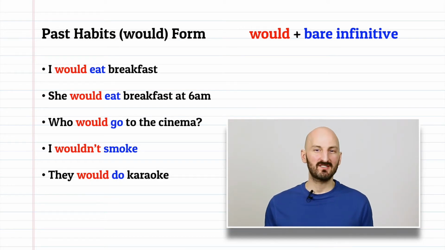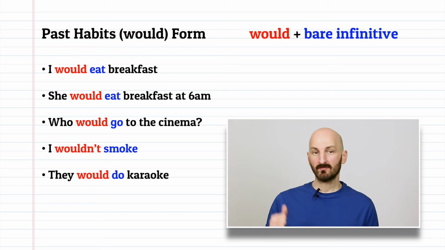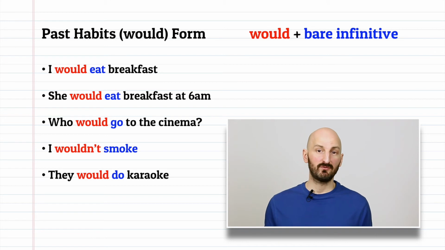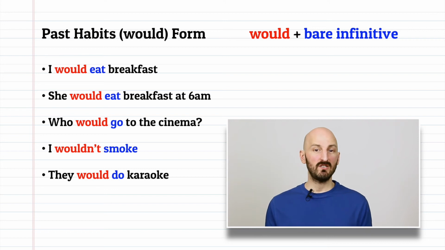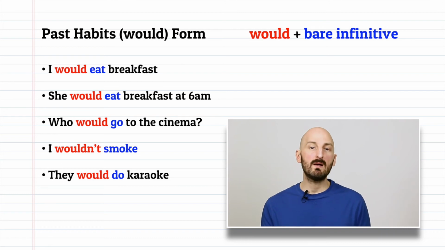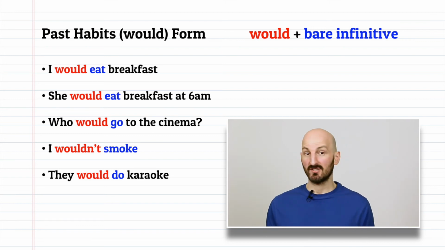In addition, when talking about past habits and repeated past actions, but not states, we can use would plus the bare infinitive. Again, the good news is the form stays the same for every subject. So in the sentence, I would eat breakfast, I is the subject, would shows the past habit, eat is the bare infinitive form of to eat, and breakfast is the object. Some other examples are, he would eat breakfast at 6 a.m, you would eat breakfast at 6 a.m, we would eat breakfast at 6 a.m. But remember, we can't use would to talk about past states. It's not possible and it just doesn't work.